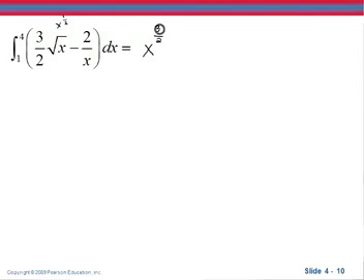Now let's think about this. If I just had x to the 3/2, the derivative would be 3/2 as a coefficient, subtract 1, x to the 1/2. So I don't need any coefficient out in front in order to take this derivative and come up with this. Now for the second term, this is 2 times 1 over x, and the antiderivative of 1 over x is natural log of x. So this is minus 2 natural log of x.